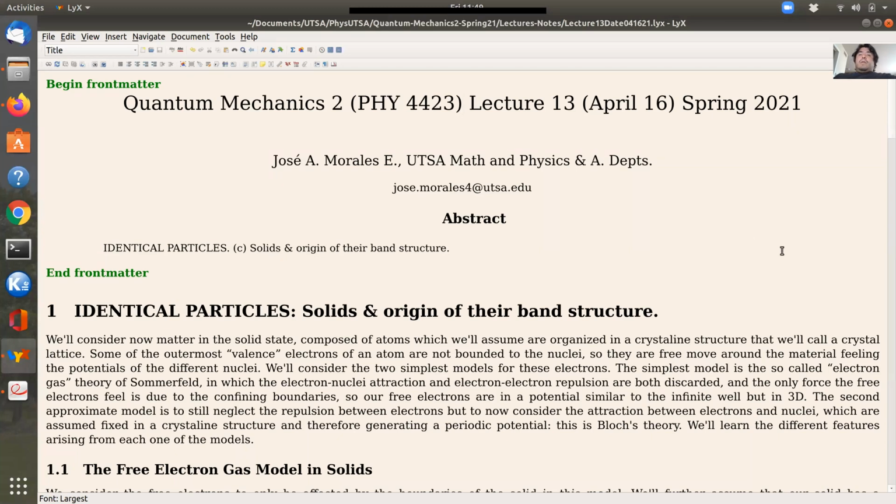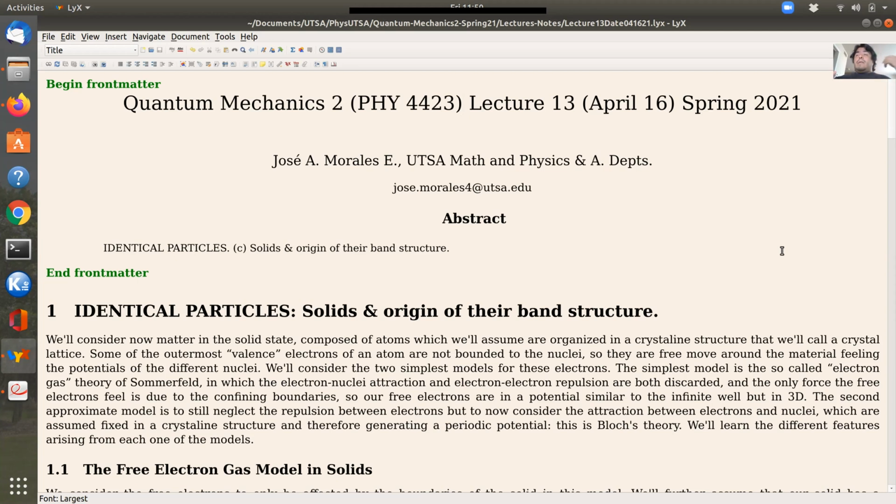Okay, so yeah, we're going to talk about solids, which the way we're going to conceptualize them are basically composed of atoms. And we're going to assume that these atoms are in some sort of crystalline structure, and we'll have a name for that structure. We're going to call it a crystal lattice. So for these atoms, the outermost valence electrons basically are not completely bound to the nuclei. So they can move around the solid, around this material.